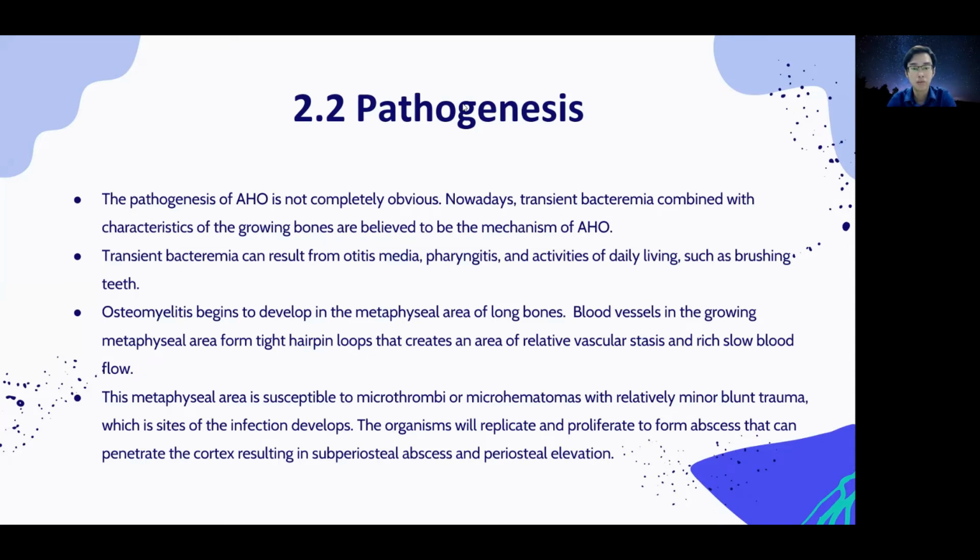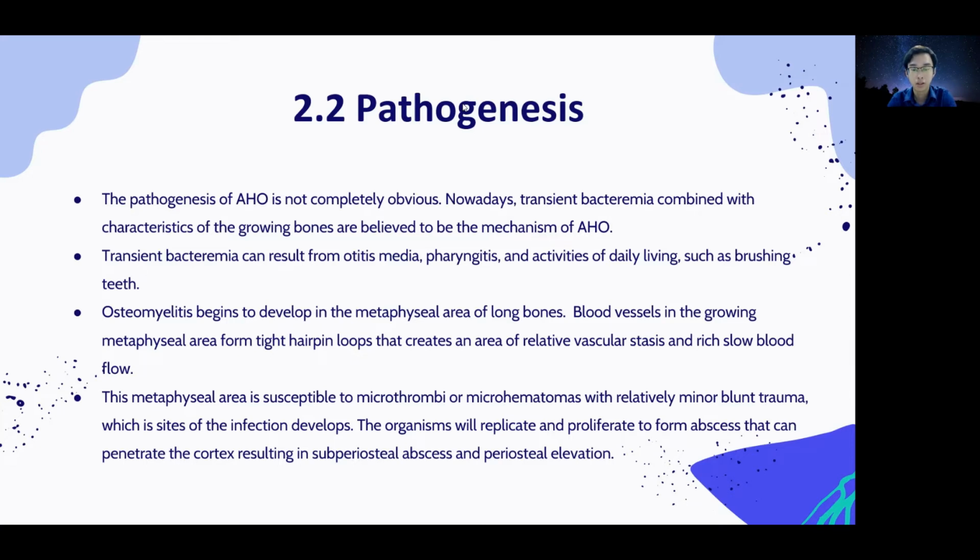Osteomyelitis begins to develop in the metaphyseal area of long bones. The blood vessels in the growing metaphyseal area form tight hairpin loops that create an area of relative vascular stasis and slow blood flow. This metaphyseal area is susceptible to microthrombi and microhematomas with relatively minor blunt trauma, which are sites where the infections develop.